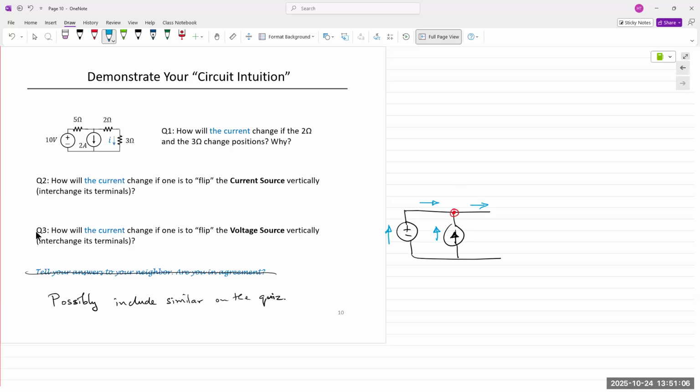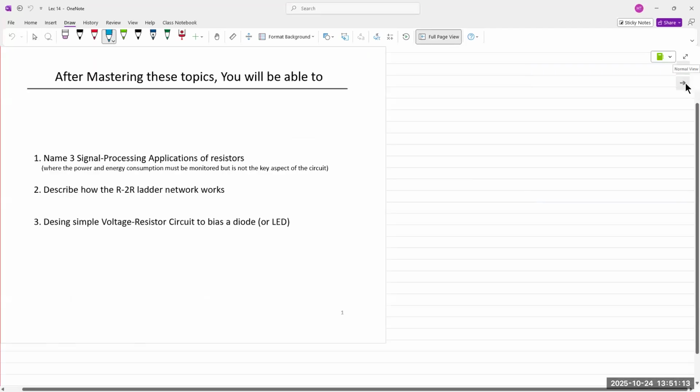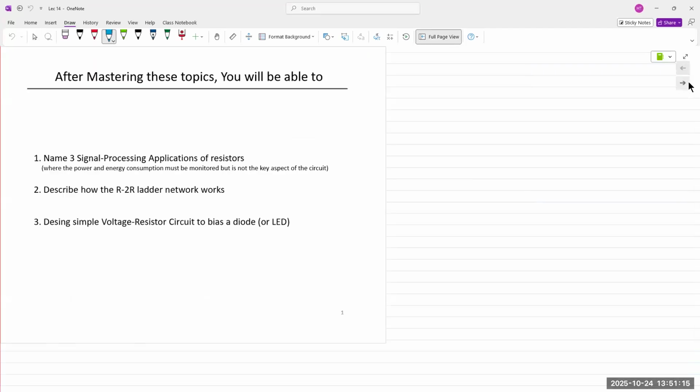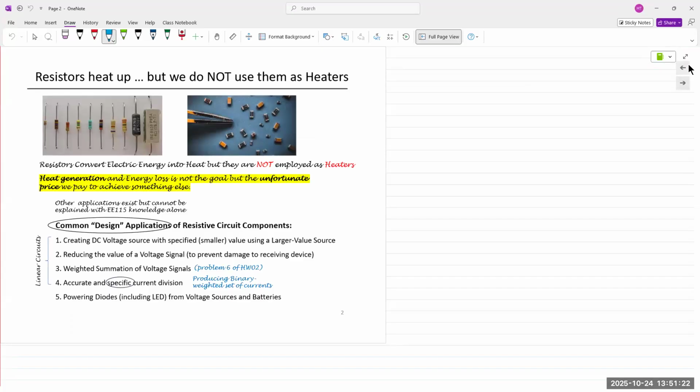All right, let's introduce other applications. So there are some signal processing applications of resistors, such as our ladder networks. That's part of the signal processing. And then there's also one of the most important, which is biasing. Bias, B-I-A-S, is an important function in circuits.